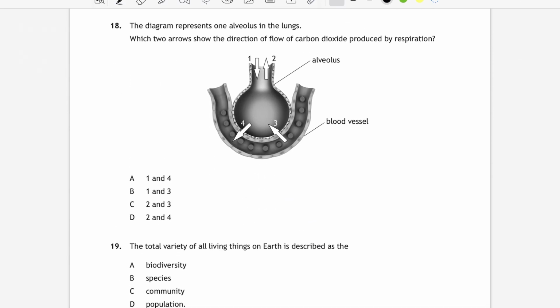Number 18. The diagram represents one alveolus in the lungs. Which two arrows show the direction of flow of carbon dioxide produced by respiration? So we've got A, B, C, and D to work through again. Pause the video, see how you get on.